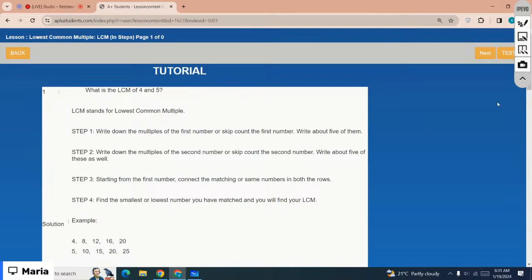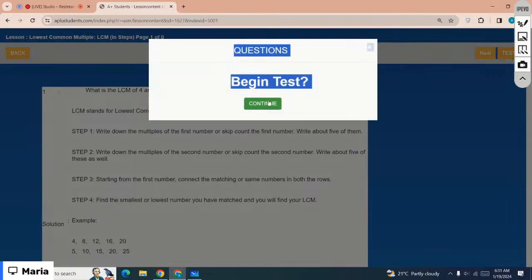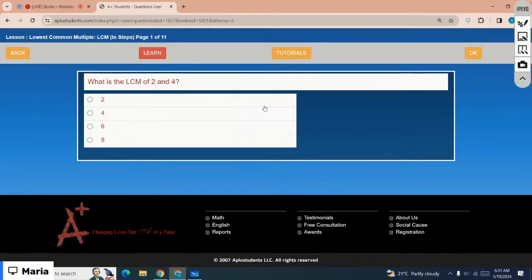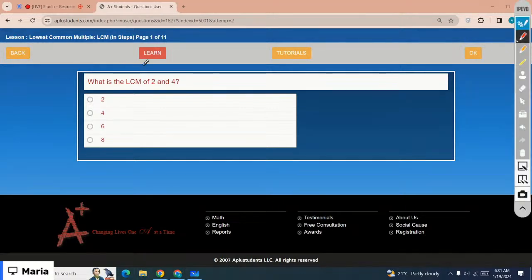So let's just start with an example, follow these steps and find the LCM. Okay, what is the LCM of 2 and 4? Let's write down the multiples of both the numbers. First we are going to write down the multiples of 2, then the multiples of 4. The multiples of 2 are 2, 4, 6, 8 and 10. See, I have written the 5 multiples, right?